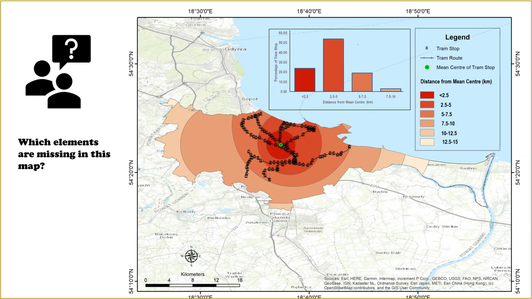So then you tell me what is missing in this map. Tell me one by one what is missing, which elements are missing. Multiple elements are missing. Which I think data is missing, or? Title is missing. Very good.